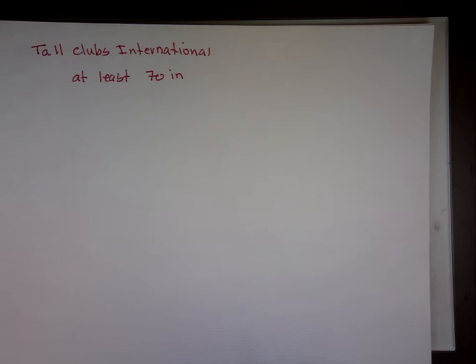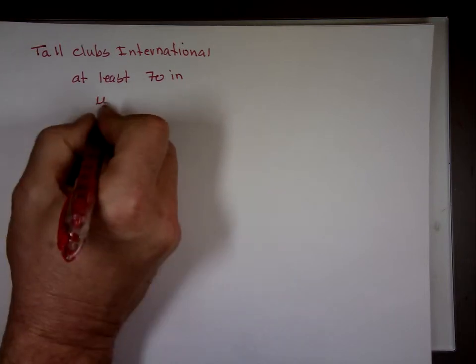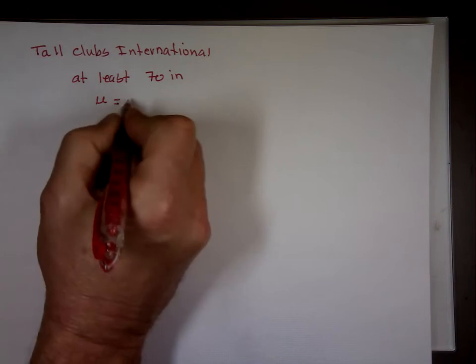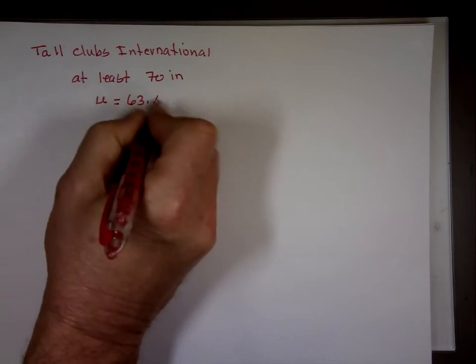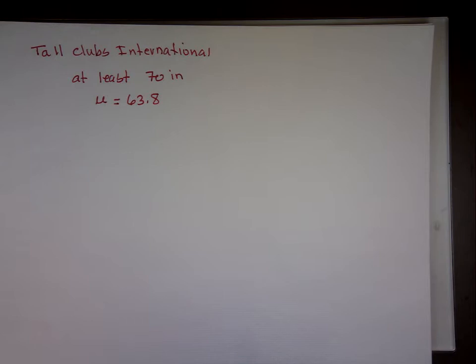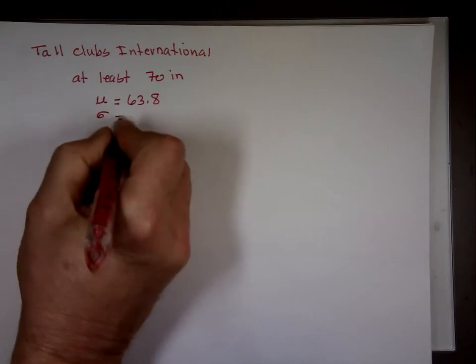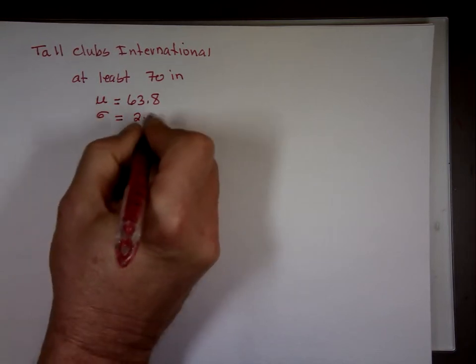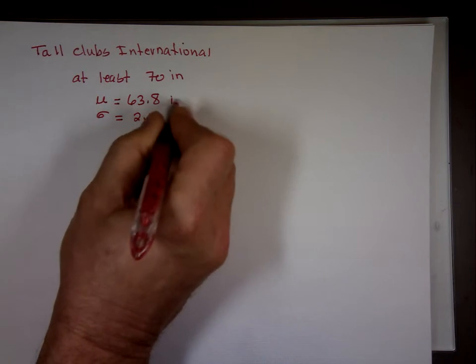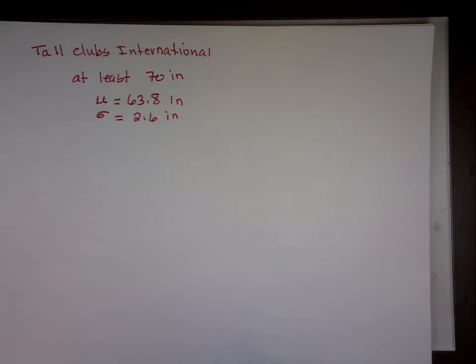Given that women's height is normally distributed with the mean, the average for women's height is 63.8, which is 5 feet 3.8 inches, almost 5'4", with the standard deviation sigma equals 2.6 inches. Find the percentage of women who satisfy the height requirement.